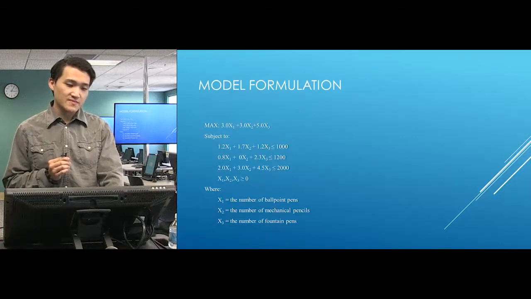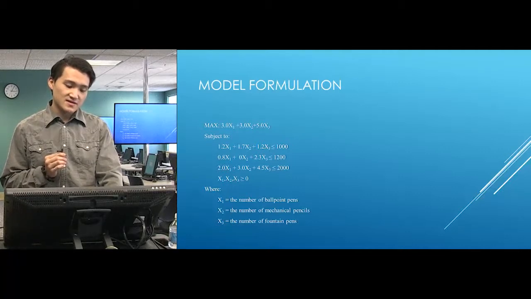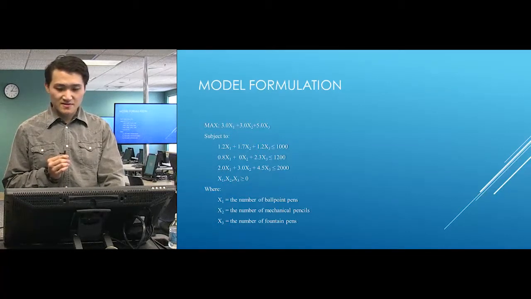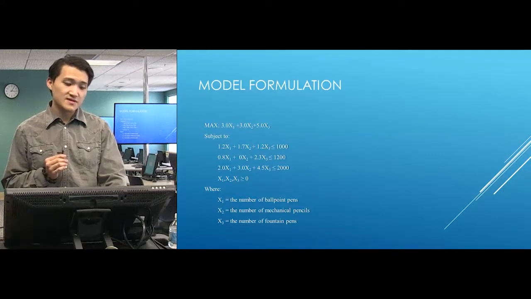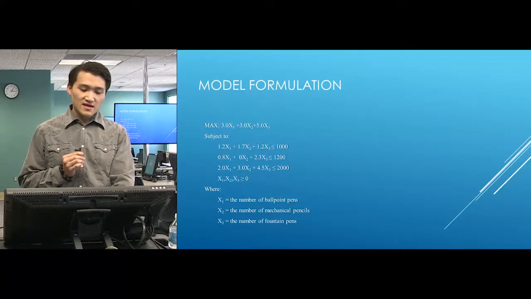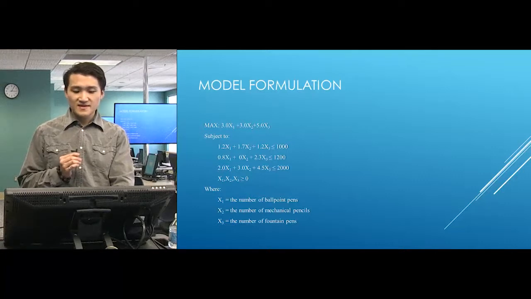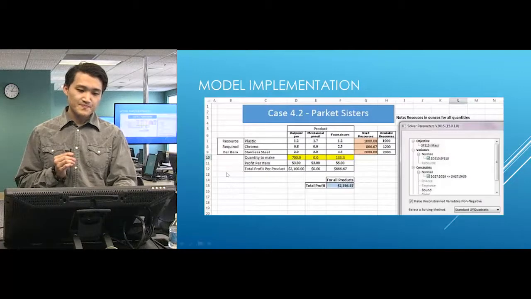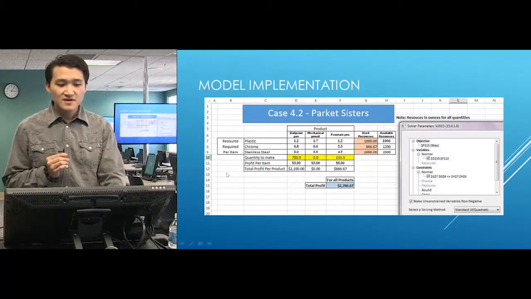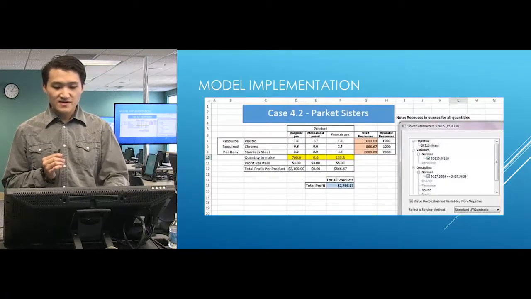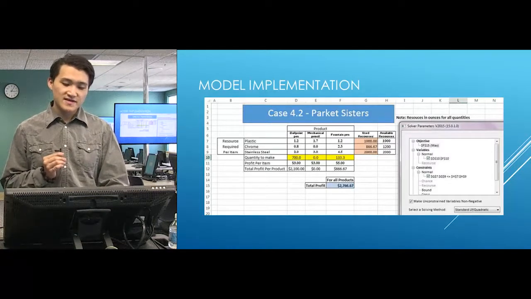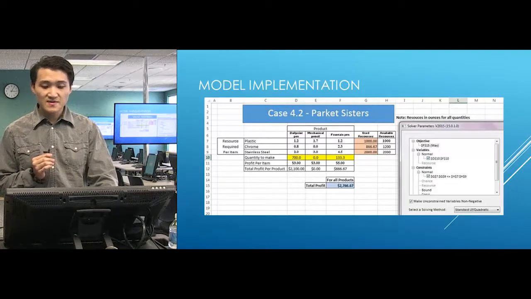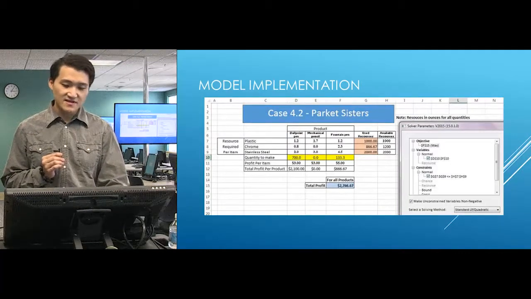Our goal is to maximize the total profit, and we have 3 constraints that are related to the available materials. X1, X2, and X3 are the number of ballpoint pens, mechanical pencils, and fountain pens. And this is the model. In this model, we can clearly see the total profit is $2,766.67.